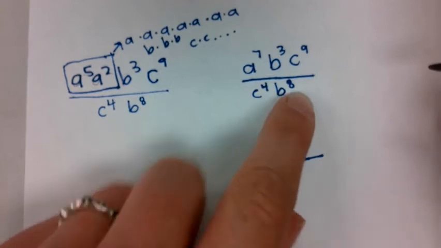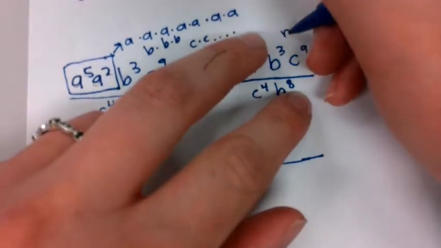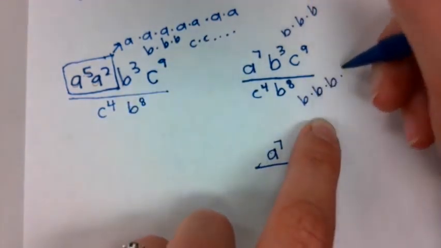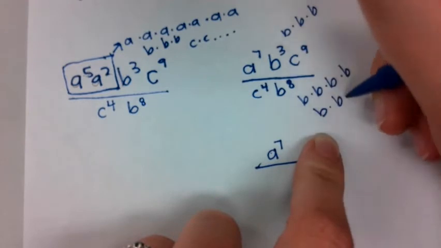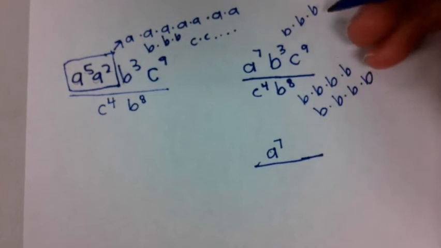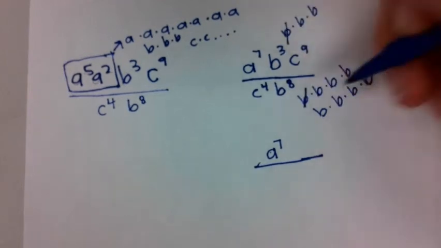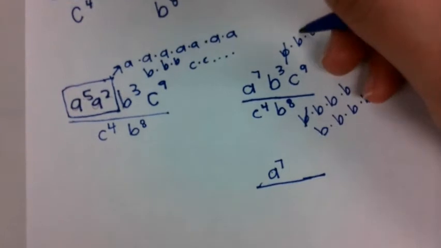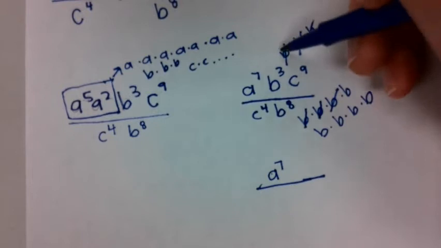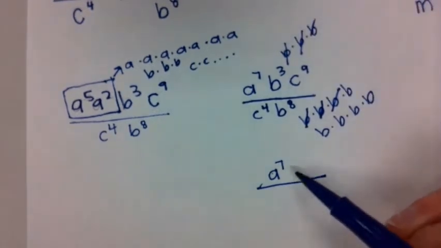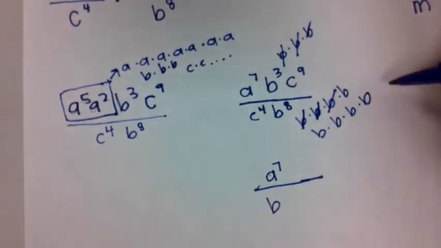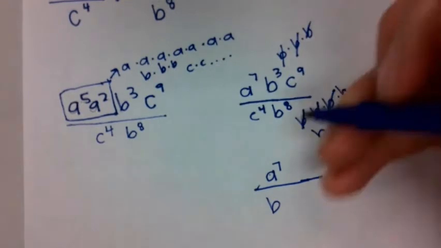Now I do notice that there's b's on top and on bottom. Remember, b to the third is b times b times b, and b to the 8th is b times b times b times b, that's 4, 5, 6, 7, 8. Remember, when I have the same factor on top and bottom, if they're similar, I can cross them out. So one b cancels with one b on the top and bottom, b cancels with b, b cancels with b. Notice I have no b's remaining in top, so I'm not going to rewrite a b on the top, but I do have b's remaining in the bottom, so I am going to write b in the bottom. And there's 1, 2, 3, 4, 5.